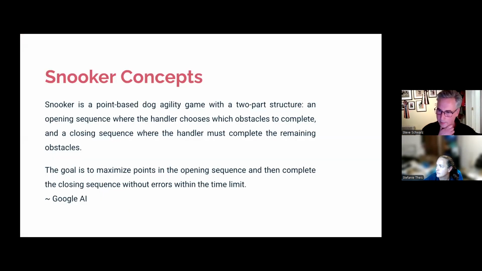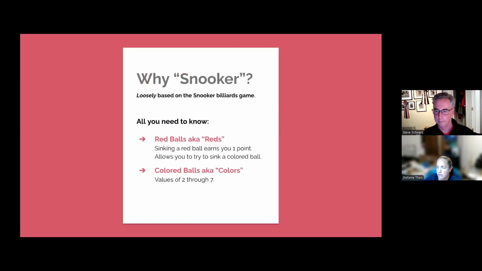So here's what Google AI says about snooker. Basically, it's a game where you try to collect points. There are two parts to it, what they call an opening and a closing. In the opening, you get to decide your own path through the obstacles. And in the closing, just like you're used to in standard or jumpers, you run the sequence that the judge tells you to run. The judge will give you the sequence. And the whole idea, just like in other games like Gamblers, is you want to get as many points as you can within the allowed time. So that's the big picture of what we're doing here.